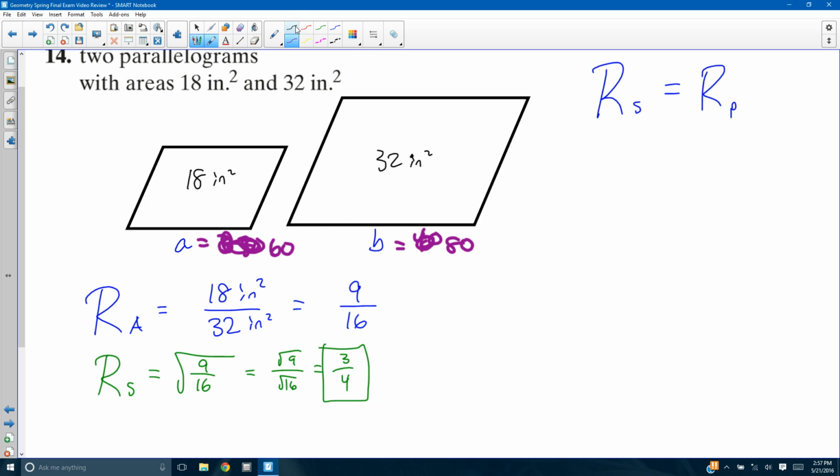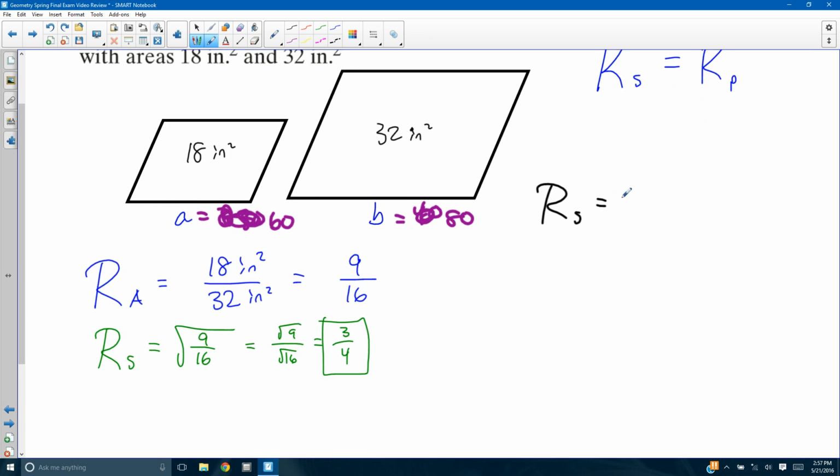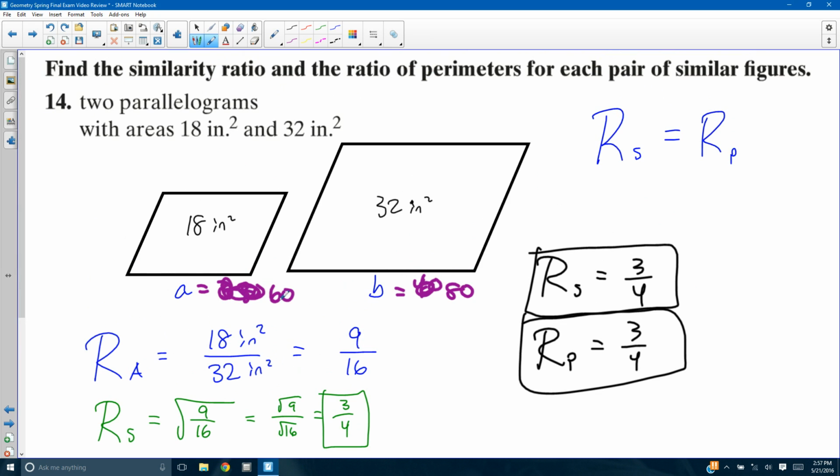So we just found the similarity ratio and perimeter ratio are the exact same. So similarity ratio from small to large. Well, actually, did they ask us? Just says find it. So from small to large, I'd write 3/4, and the ratio of perimeter is also 3/4. However, the larger one compared to the small one is 4/3 that amount, about 33% larger. Not in terms of area. In terms of area, it's 16/9 larger, almost twice as large. Remember that.